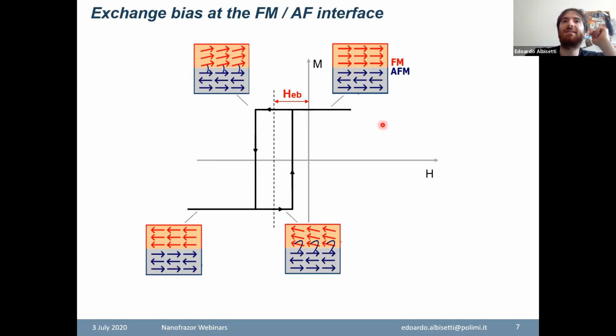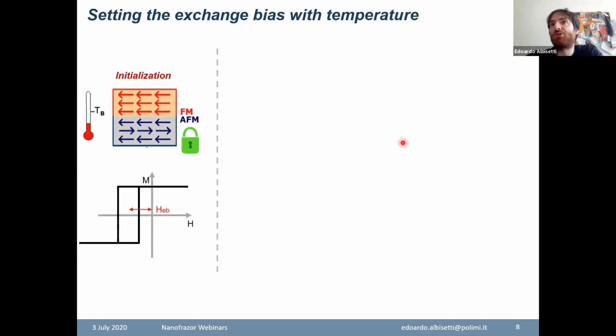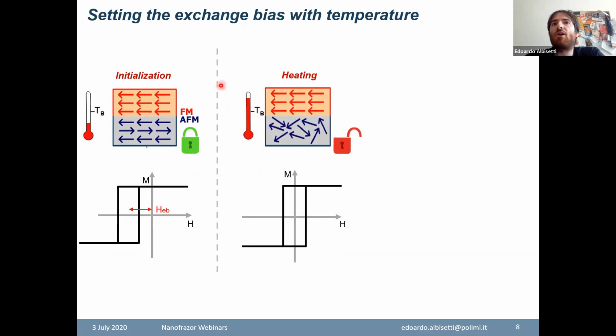So the nice thing about this is that it is triggered by temperature. This is what happens normally at the macroscopic scale. If you start at a low temperature, for example your sample at room temperature, you have your ferromagnetic loop shifted, you have only one state, and the antiferromagnetic material pins the magnetization of the ferromagnetic layer, in this case in the left direction. But then if you heat up the sample above the blocking temperature of the system, you temporarily destroy the antiferromagnetic order, so you destroy the interaction that blocks the ferromagnetic material, and you retrieve your originally centered hysteresis loop.